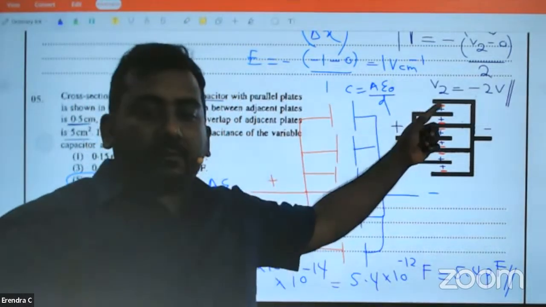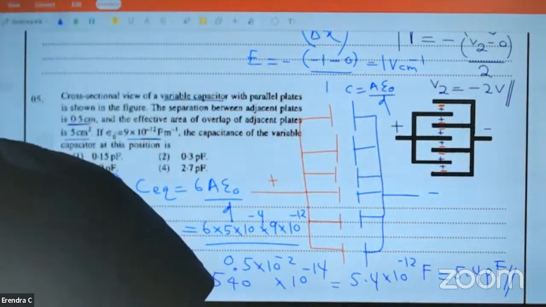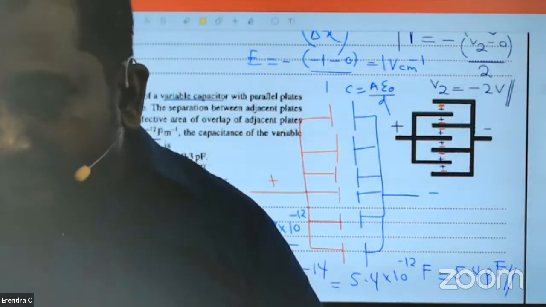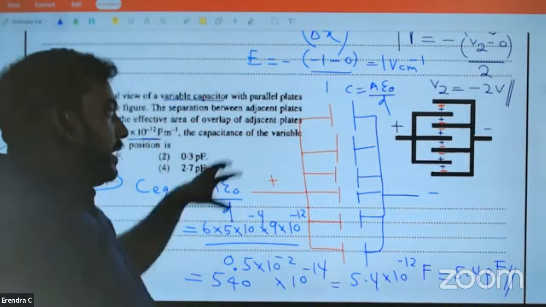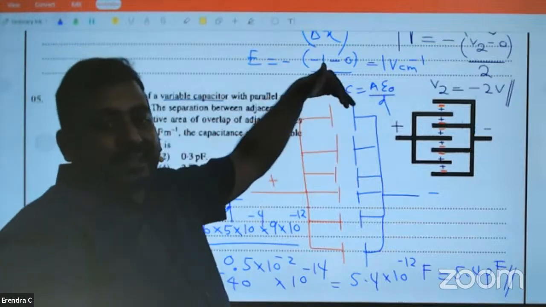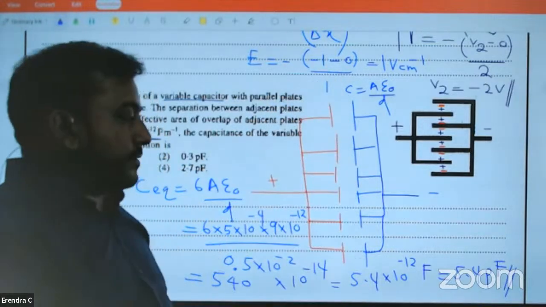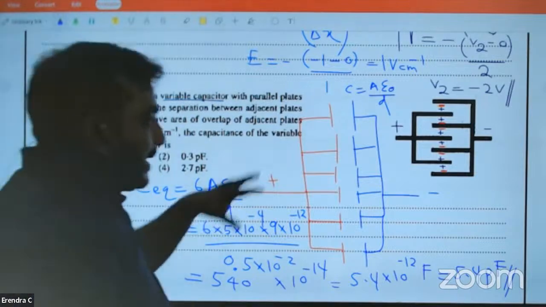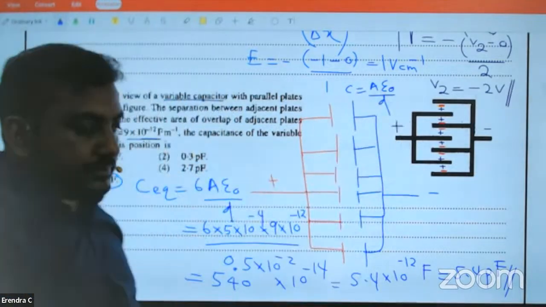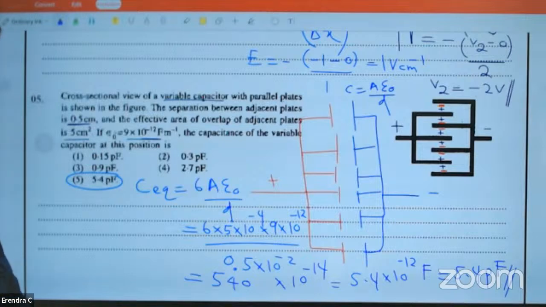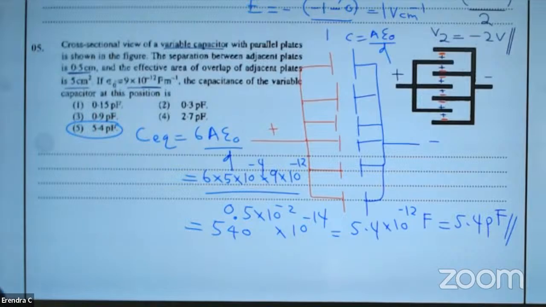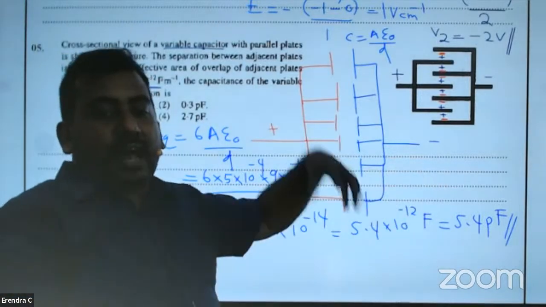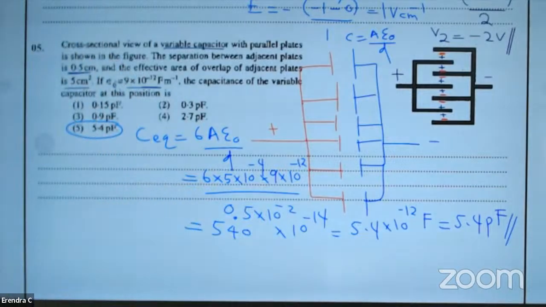We can consider one plate as the positive terminal and the other plate as the negative terminal. From this, we can show that it is a combination of capacitors in parallel. Therefore, capacitors in parallel are like resistors in series.